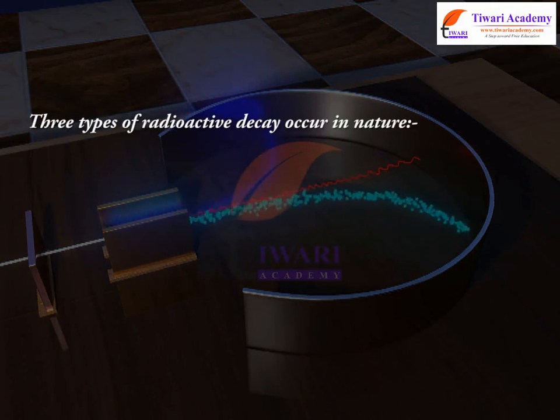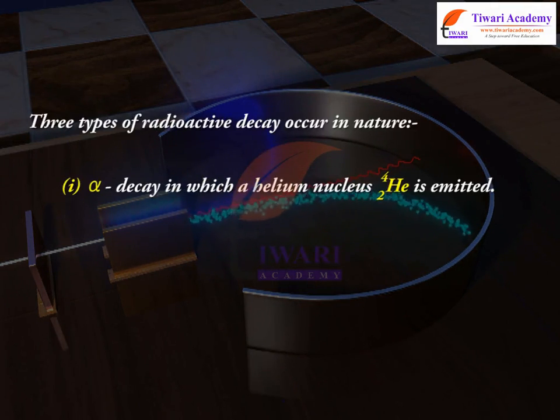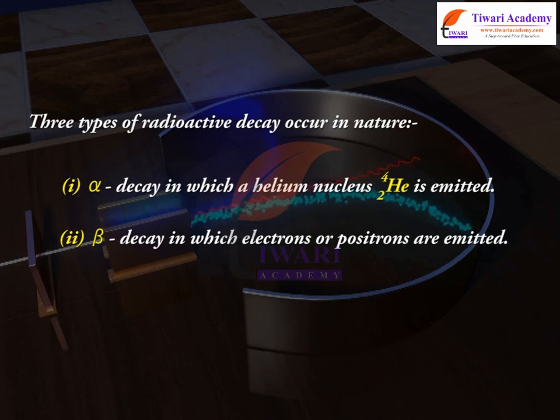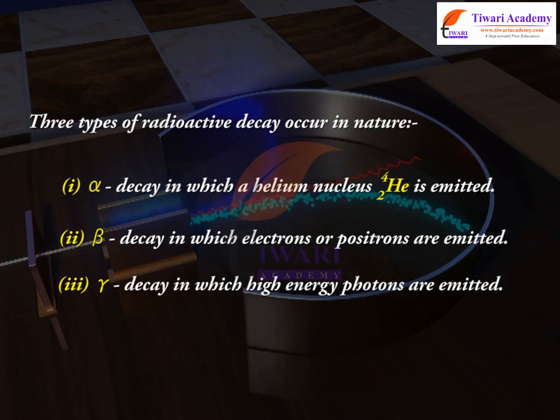Three types of radioactive decay occur in nature. 1. Alpha decay, in which a helium nucleus, 2He4, is emitted. 2. Beta decay, in which electrons or positrons are emitted. 3. Gamma decay, in which high energy photons are emitted.